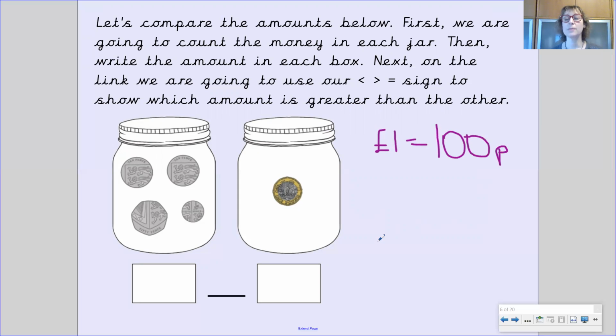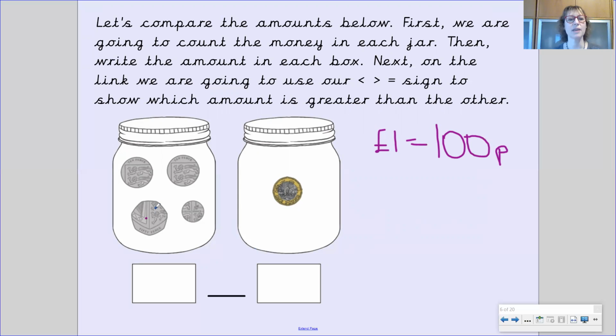Okay, so you would have to have 100 1p coins to be the same as £1. Okay, so we might need to have a look. If things are less than £1, and more than a pound is always going to be bigger. So let's have a look at what we've got in this jar.